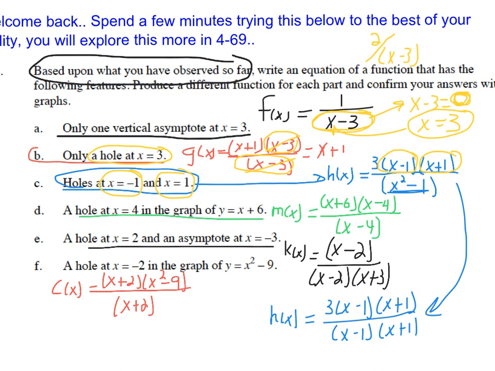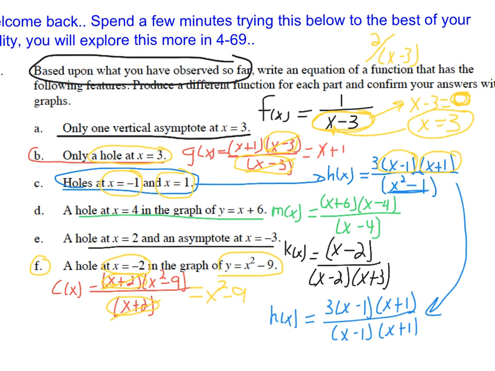In part F, the last one, a hole at x equaling negative 2 in the graph of y equaling x squared minus 9. This x equaling negative 2 is going to be a factor of x plus 2 in the denominator and x plus 2 in the numerator. They cancel, and I'm left with an equation of x squared minus 9. Now, here's one recommendation I would have to help understand this concept of a hole a little bit better.